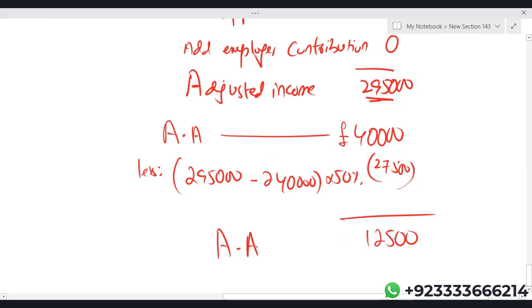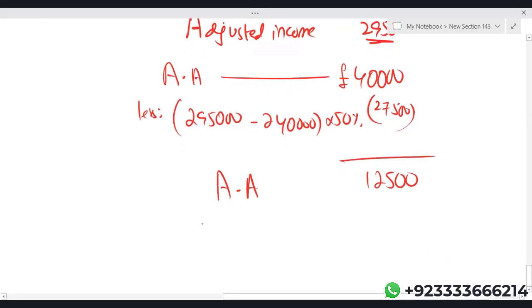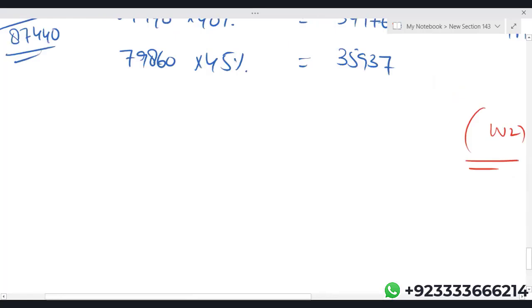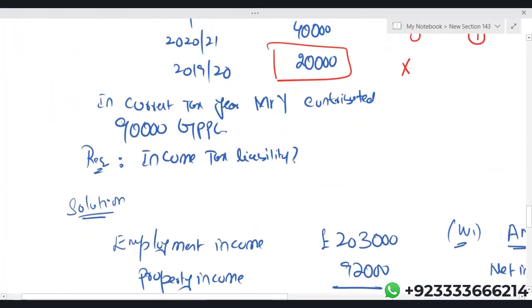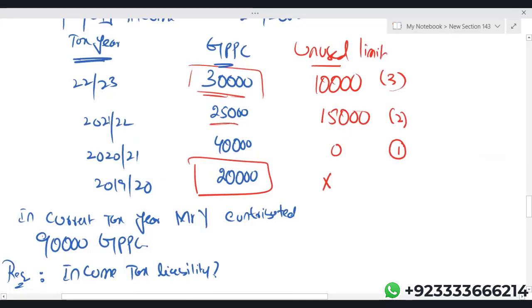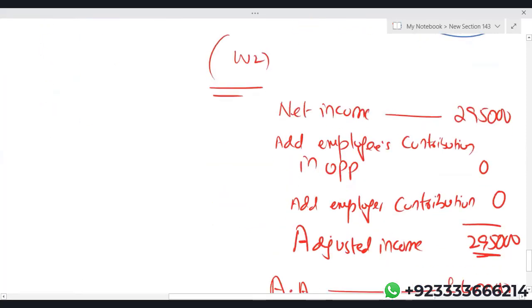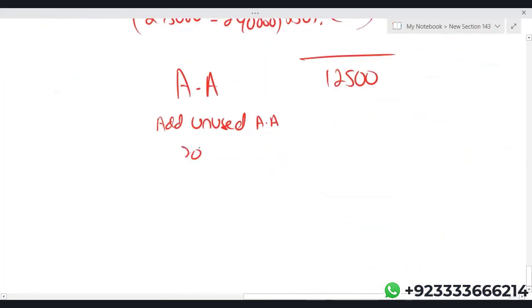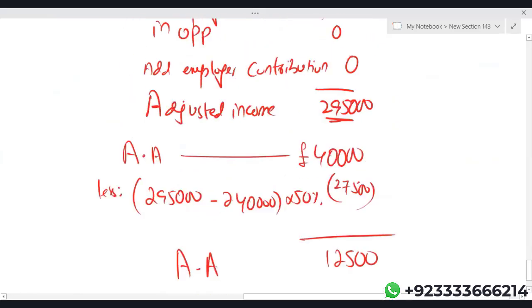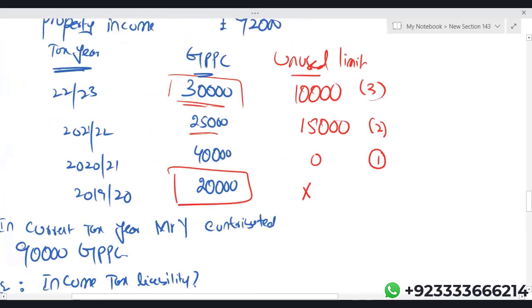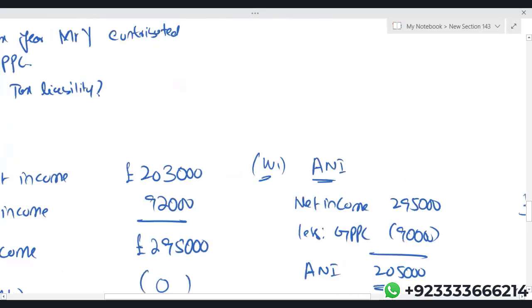Now, to this annual allowance of 12,500 we will add the unused annual allowance. Come here. 2021, it is 0. Just to show you, otherwise we could have done it directly. 21-22 is 15 and then 10.